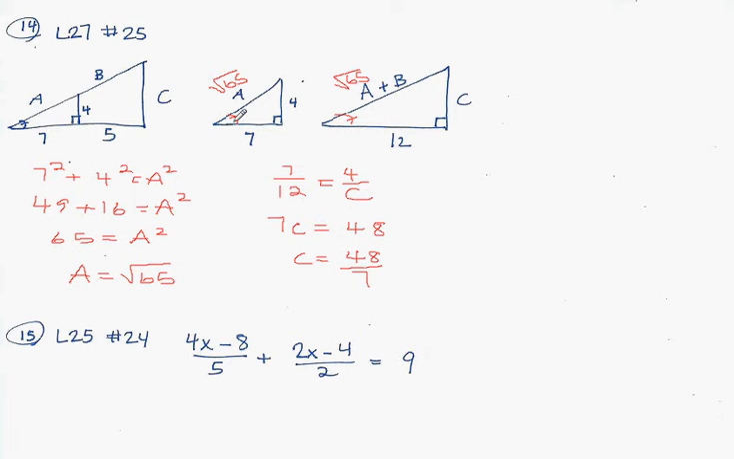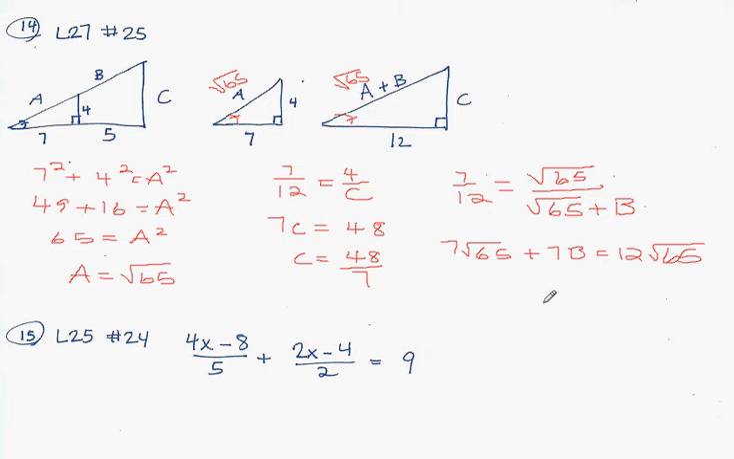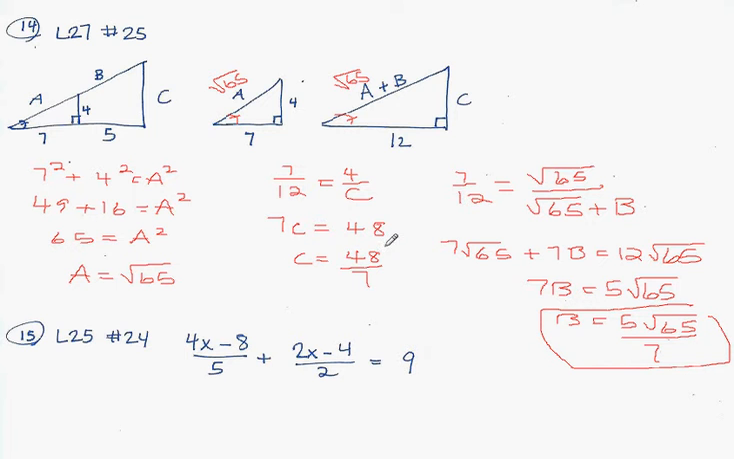The hardest part here is with our radicals. So we're going to do the same thing. The sides are proportional, so we make proportions. 7 is to 12 as the square root of 65 is to the square root of 65 plus b. We need to cross multiply. The whole goal is to get b by itself. So we get 7 square root of 65 plus 7b equals 12 square root of 65. If I subtract 7 from 12, I get 7b equals 5 square root of 65. Divide both sides by 7. My hand is getting kind of tired and sloppy. So you get b equals 5 square root of 65 over 7. So here's our b, here's our c, here's our a.